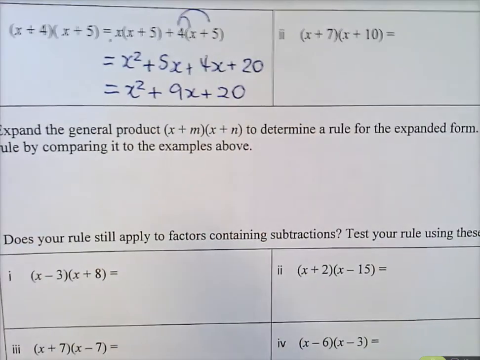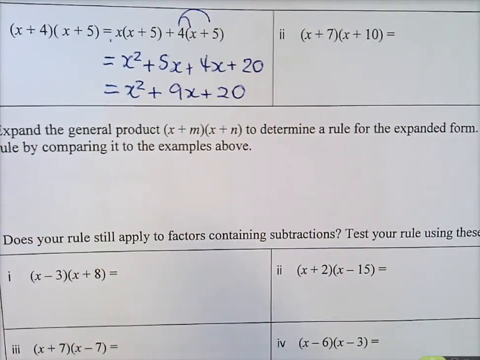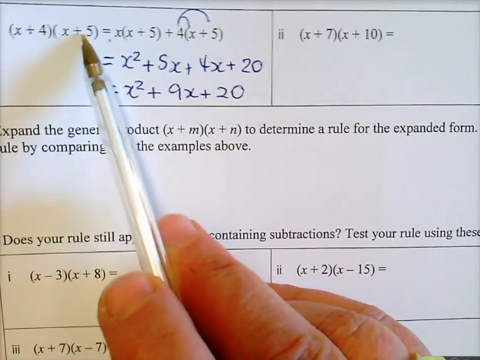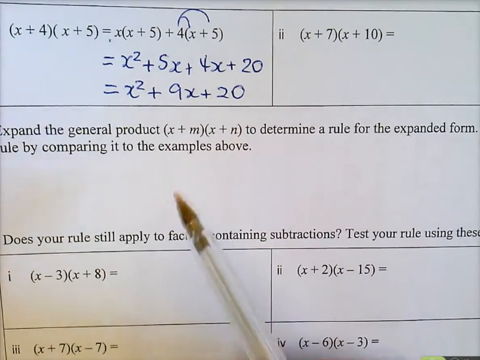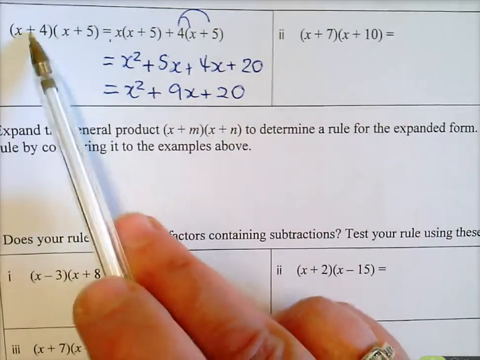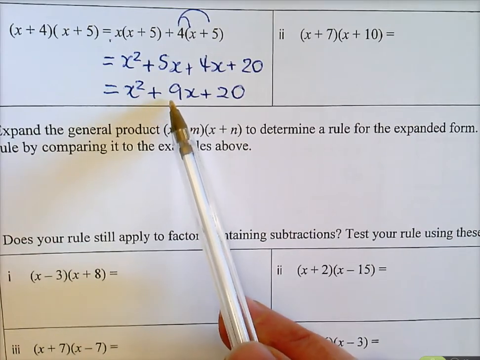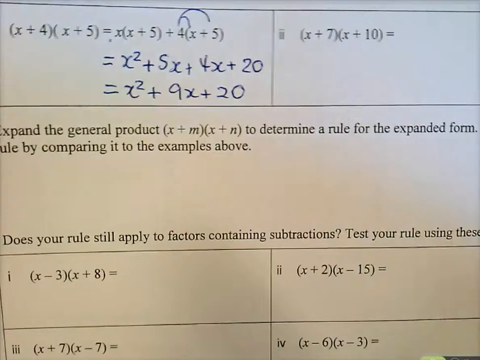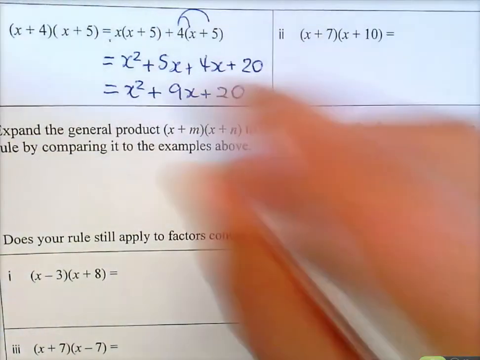Now, I want you to have a look at something just to prepare us for tomorrow. Look at the plus 4 and the plus 5. What's 4 times 5? 20. That's the constant on the end. And what's 4 plus 5? 9. That's the number in front of the x. Just keep it in mind. Okay, let's do the next one the way that they're doing it.